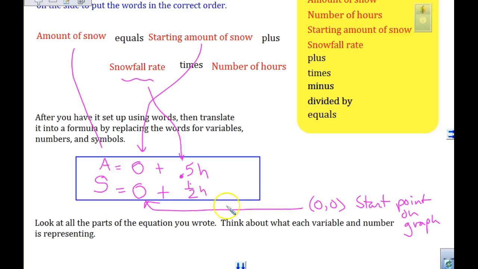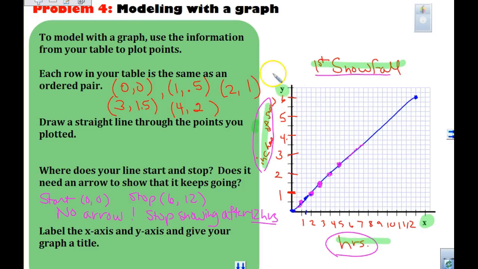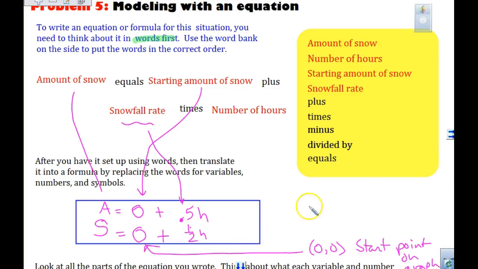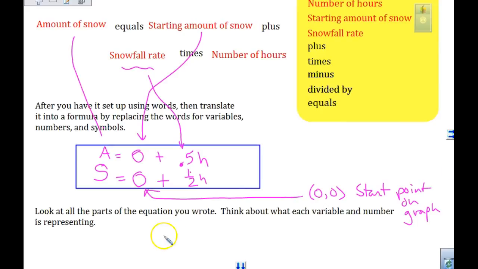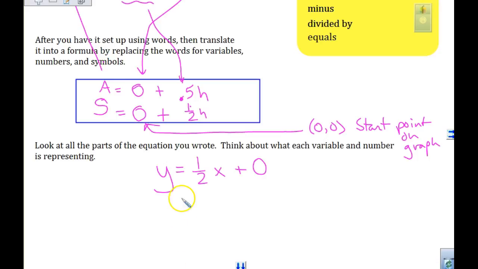The other way that we will sometimes write this equation, and you'll be asked to write it in, is the slope-intercept form. The snow on our graph was really the y variable, and the hours was x. A lot of times we will write our equations with y and x. So snowfall was y equals 1/2 x plus 0. Now you can imagine that a lot of people don't like putting plus 0. They don't want to write any extra numbers, so they might have this equation.